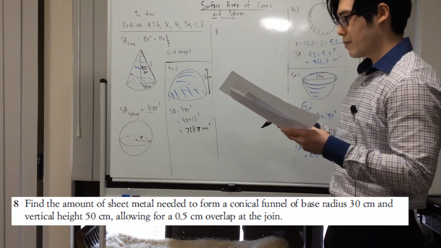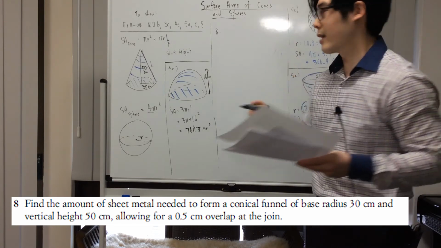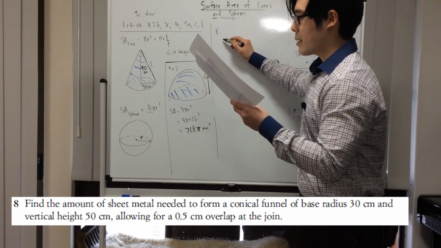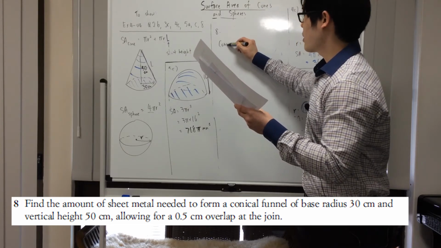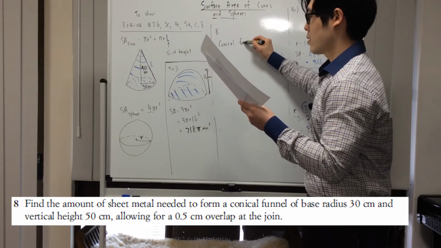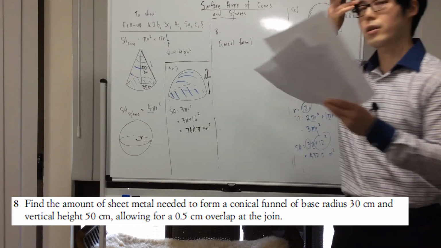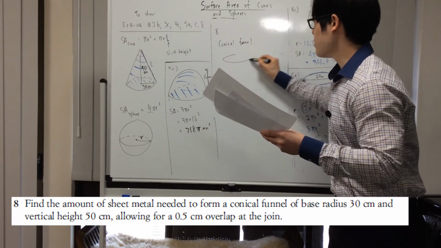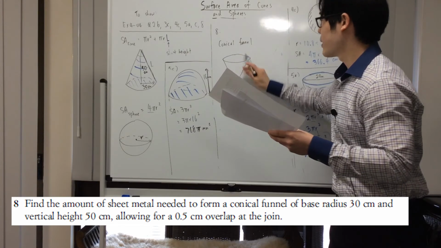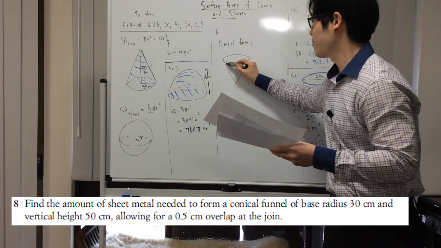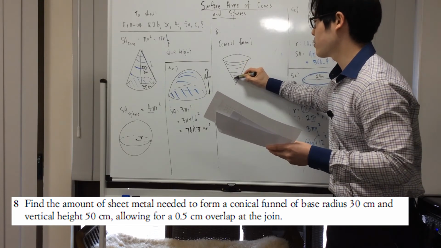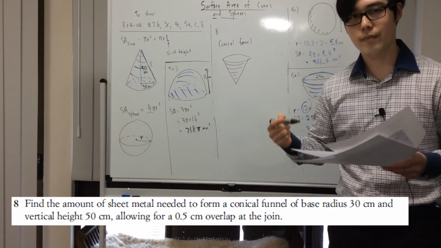All right, so let's make one thing clear. It says find the amount of sheet metal needed to form a conical funnel, okay? It just says conical funnel. What you need to realize with conical funnel is there is actually no circle on top. That's the tricky part, okay? So all they want you to actually find is the curved surface of the cone, okay?